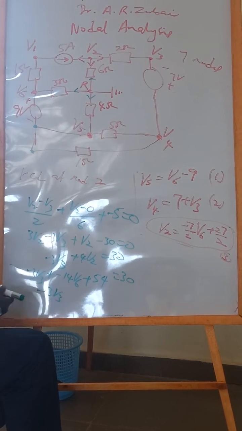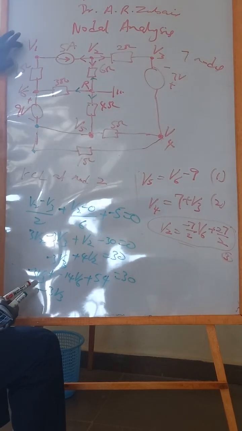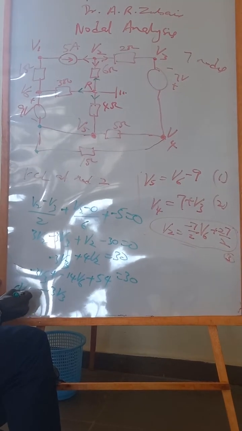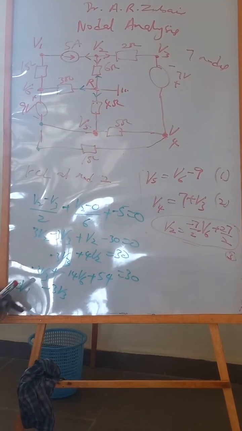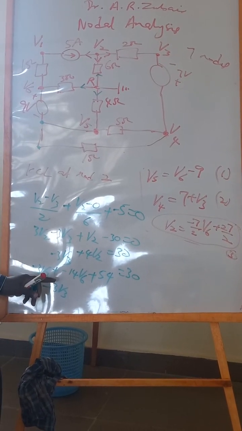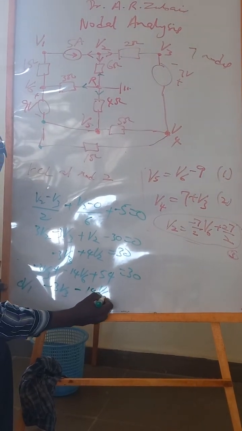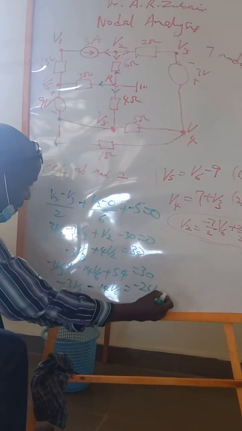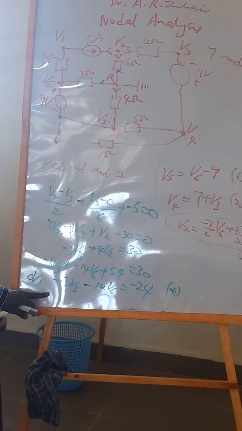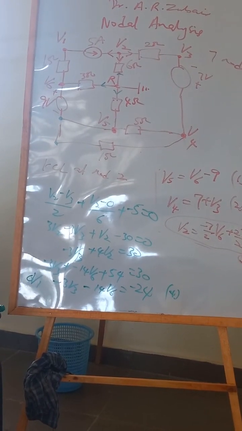Which voltage have we not eliminated? V1. So let me add 0 V1. Even though V1 is not showing up here, let me write 0 V1. And then for V6, what am I having? Minus 14 V6 equals minus 24. This will be my equation 4, one of the equations we are going to use for the Cramer's rule.